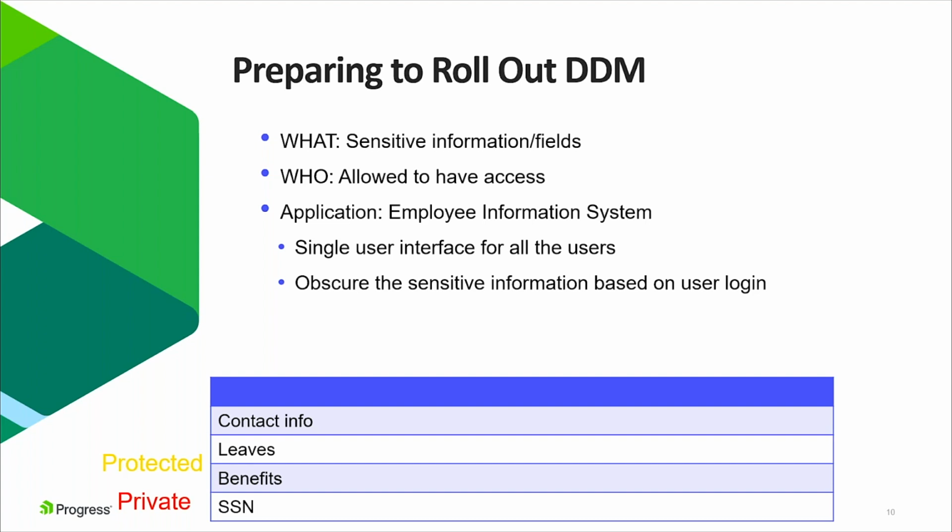Now, out of this information, the contact information is public information available to all. Leave and benefits are protected information, and SSN is highly sensitive private information. So we have already addressed the first question, the what part of the problem. Now let's see the who part of the problem.